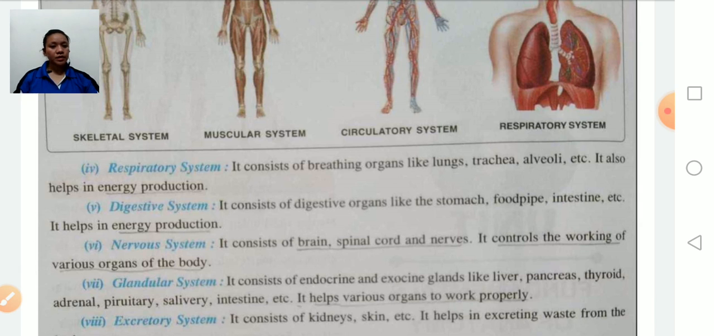Nervous system. Nervous system consists of brain, spinal cord and nerves. It controls the working of various organs of the body.